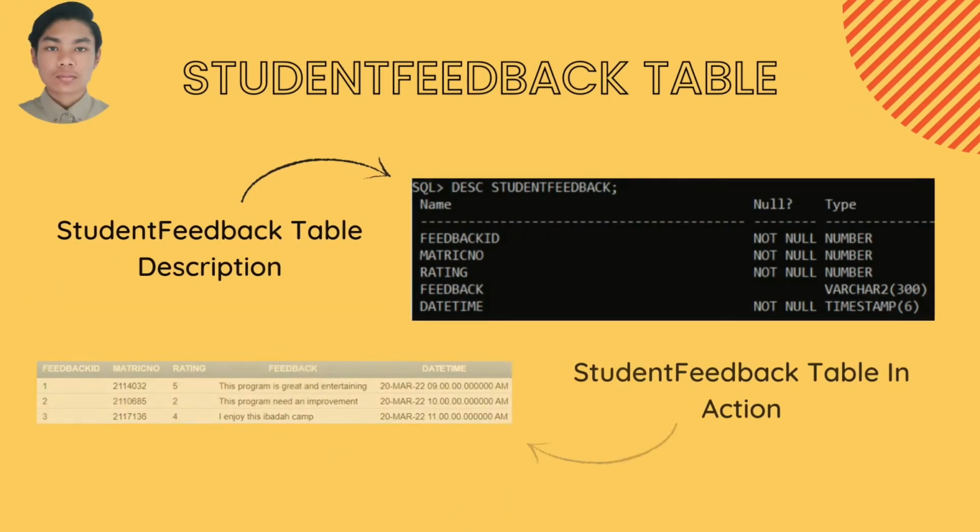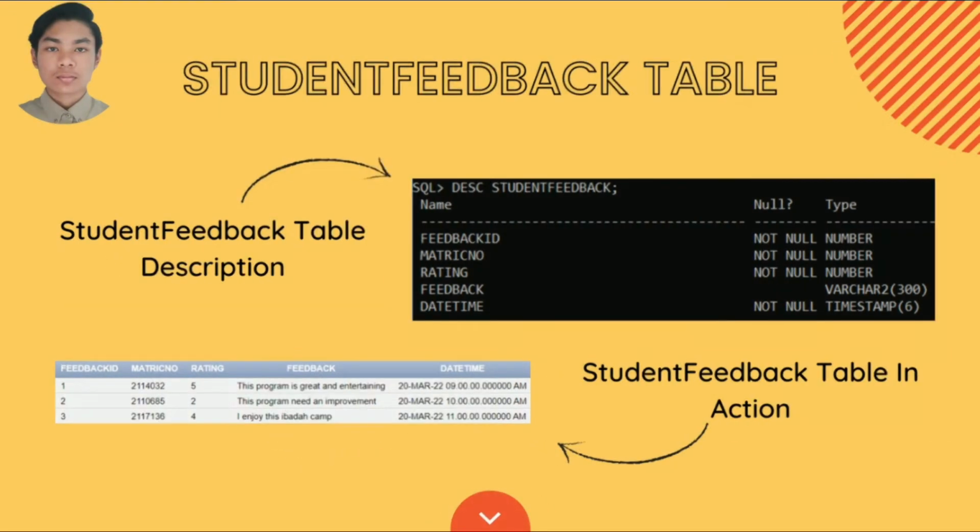Next is the student feedback table. In this table, we will use data type number for the feedback ID, metric number, rating, and data type Varchar2 with 300 length for the feedback, and timestamp for the date time. And below we can see the data that has been stored in the student feedback table.